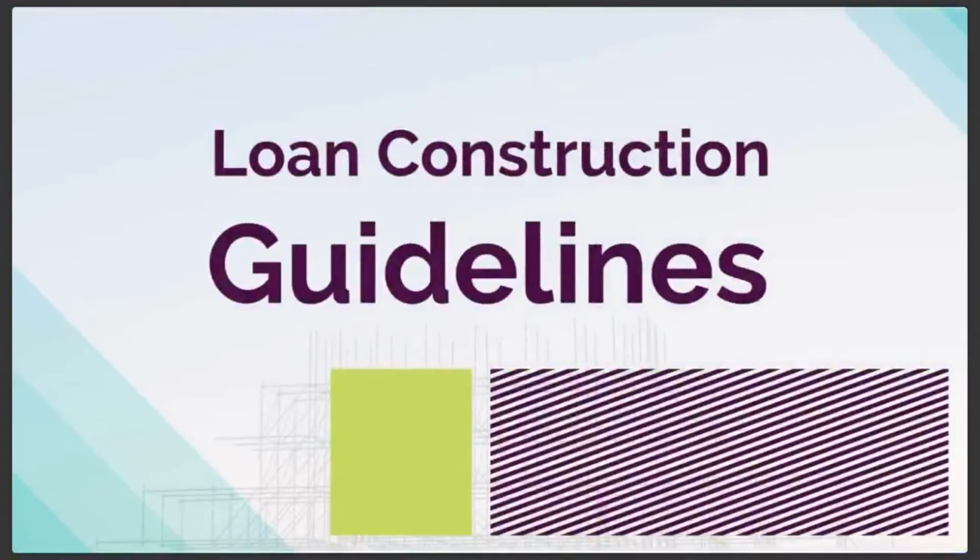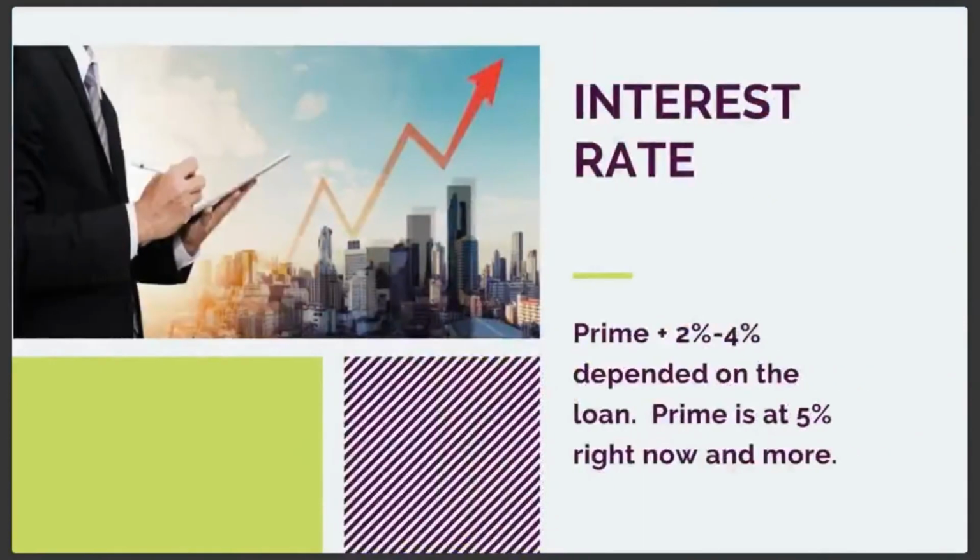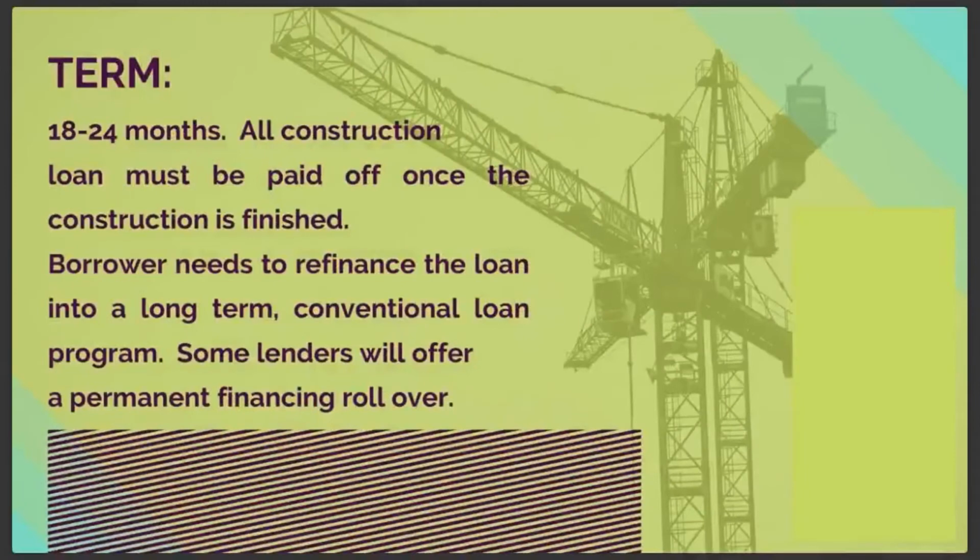So now we're going to discuss guidelines for a construction loan. We're going to discuss rates, fees, and terms, and the first one will be rate. Our rates usually start at the prime rate plus between 2% to 4%, depending on the loan amount. I believe the prime rate right now is at 5%, so it's above that.